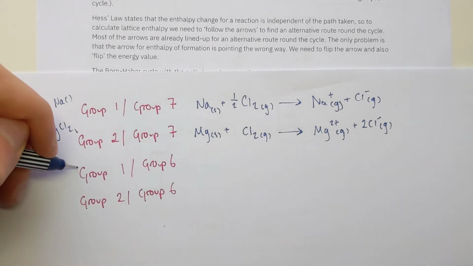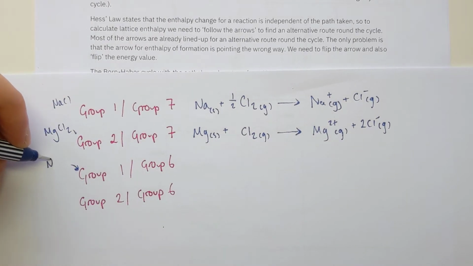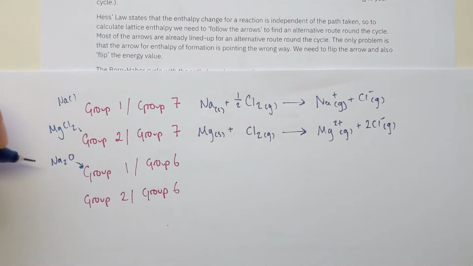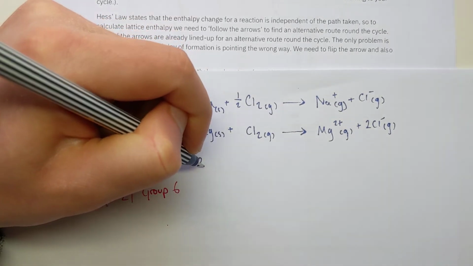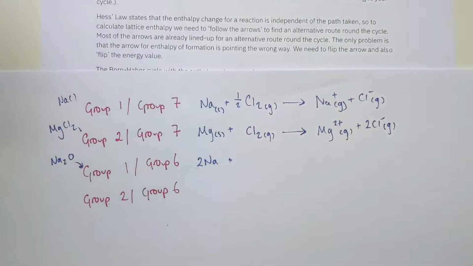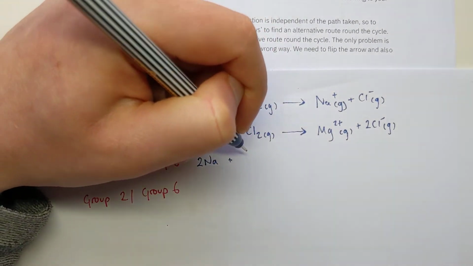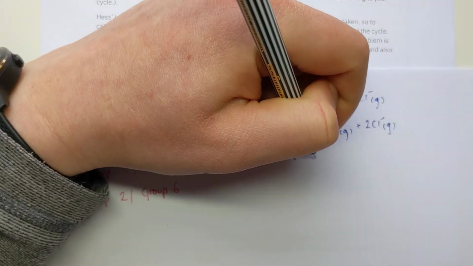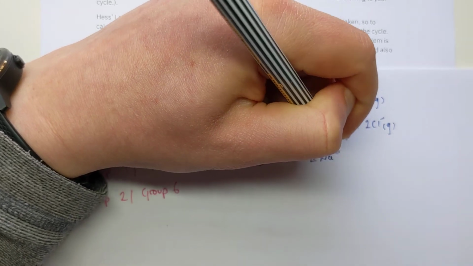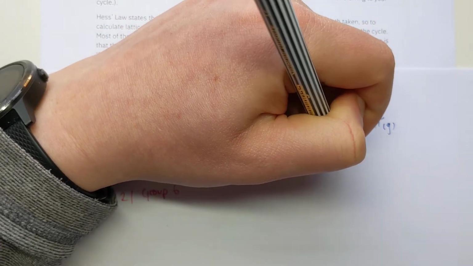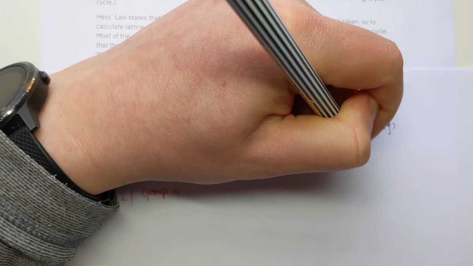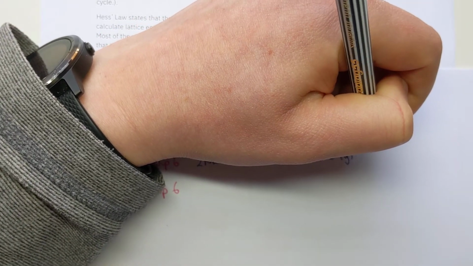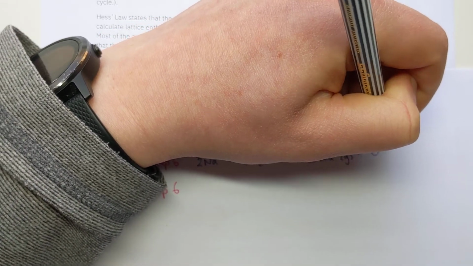The other variations we can have: let's look at Group 1, Group 6, that'll be something like Na2O. Again, we've got 2 sodiums here, so I'm going to have 2 Na at the start. I've only got 1 oxygen, so I'm going to use half O2 to make 1 oxygen at the end. And at the end of the cycle, it's going to end up being 2 Na+ as a gas and an oxide 2-.